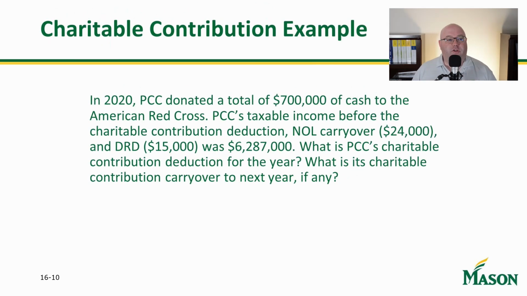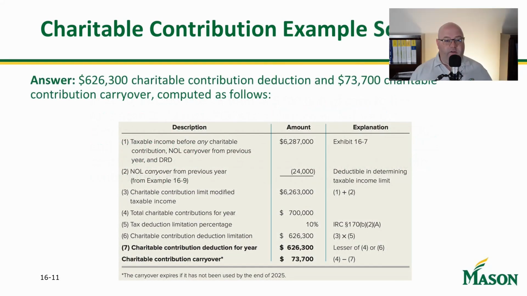So in this charitable contribution example, PCC donated a total of $700,000 to the American Red Cross. Taxable income for everything was $6,287,000. What is the charitable contribution they're allowed to deduct for this year and the carryover to next year? And this is how this is going to work out. You do the math, and you figure this out. You have to add back in the NOL from the previous year, and then you get to the end of this and figure that out. That's the math.